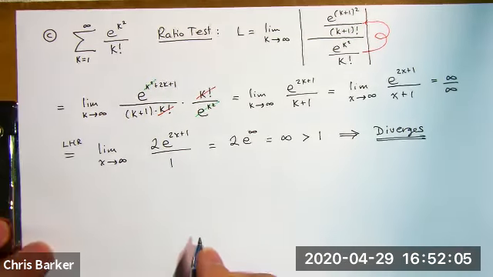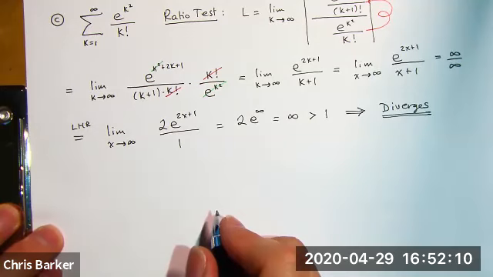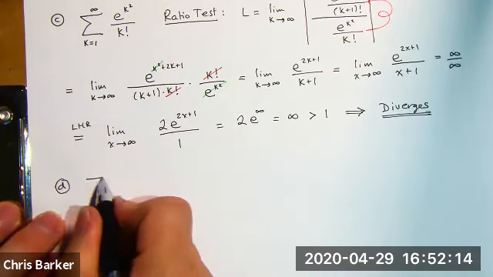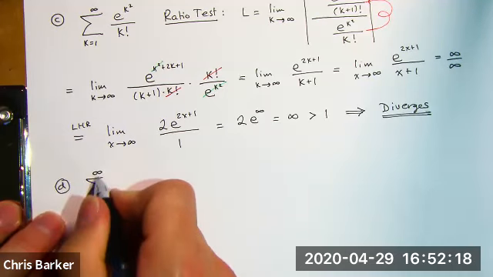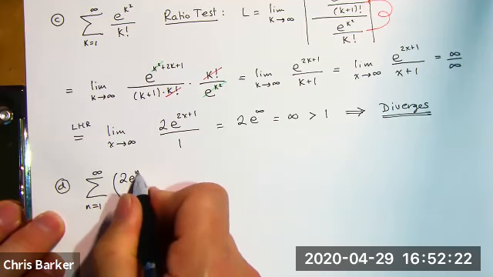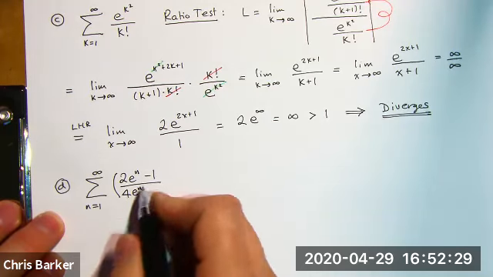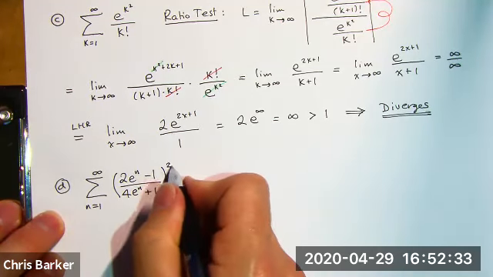That's it. Any questions about that one? Okay. D. What if we have the sum, as n goes from 1 to infinity, of (2e^n - 1) over (4e^n + 1), all raised to the power of 2n.